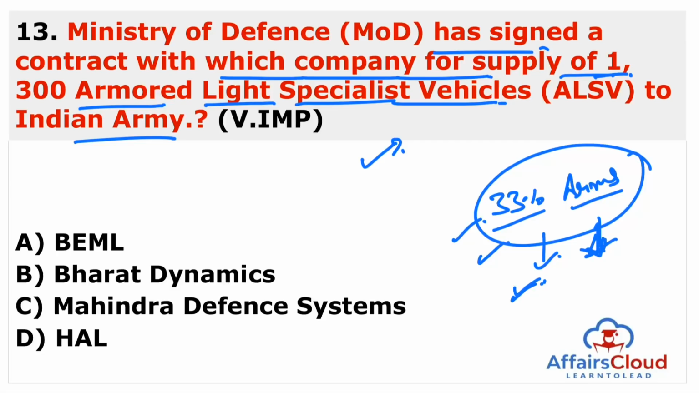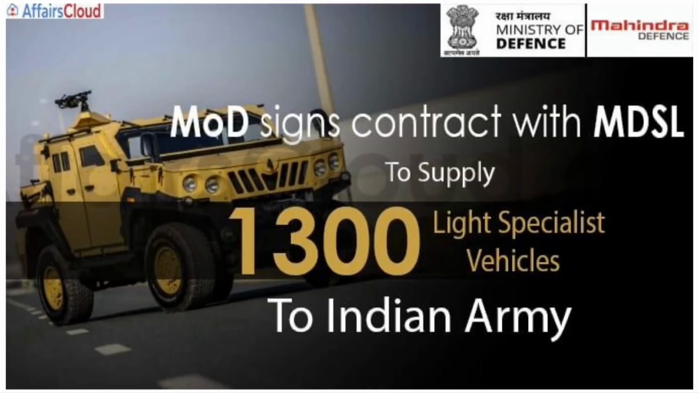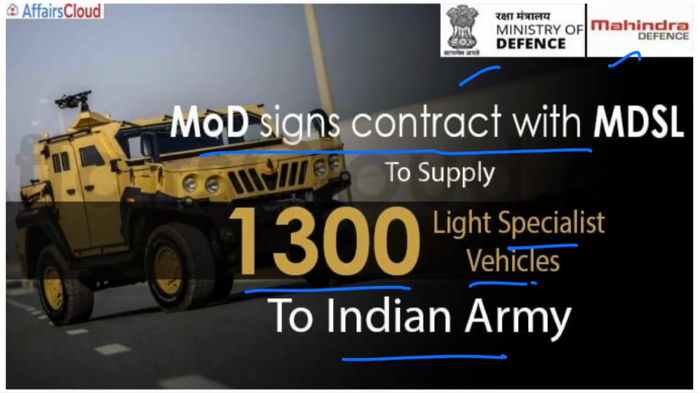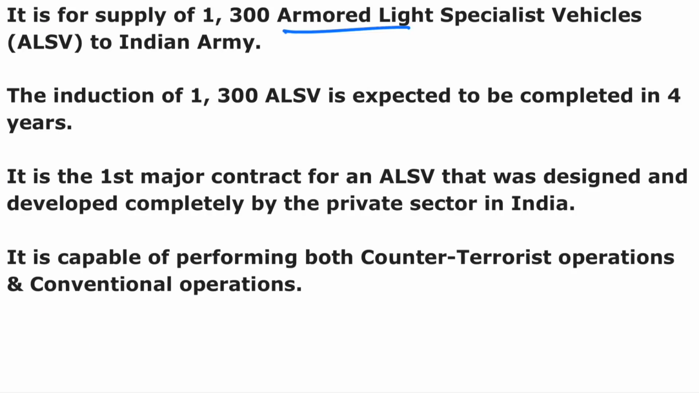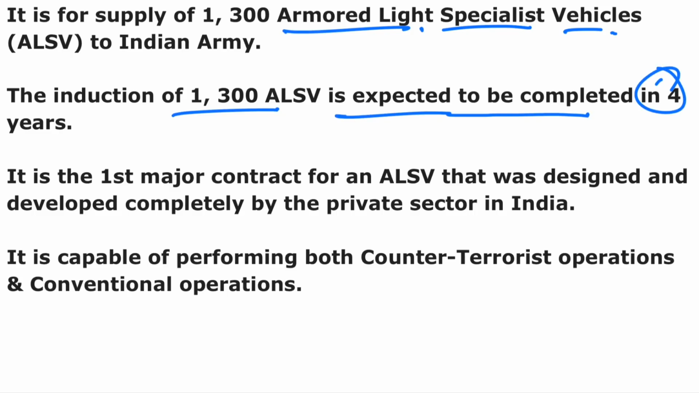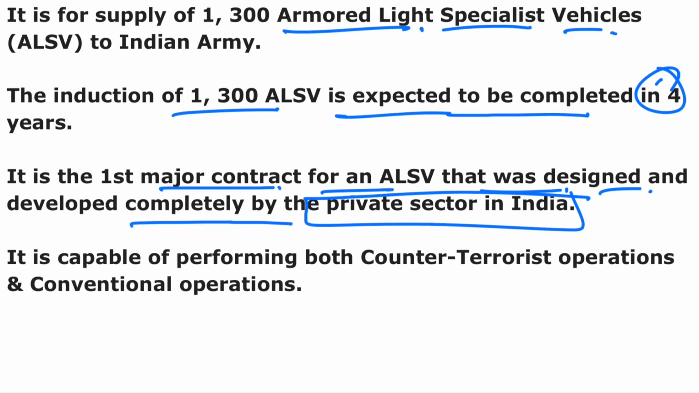So the company providing 1300 armored light specialist vehicles is Mahindra Defense Systems. So you have to remember this option. Ministry of Defense and Mahindra Defense signed a contract to supply 1300 light specialist vehicles to the Indian Army. So you can also see here, it is an armored light specialist vehicle, and the induction of these 1300 ALSV is expected to be completed in 4 years. This is the first major contract for the ALSV that has been designed and developed completely by the private sector in India. Otherwise, there is Bharat Dynamics Limited, Hindustan Aeronautics Limited, BEML like Bharat Earth Movers Limited. So these companies are very famous in the defense sector. But this is Mahindra Defense.